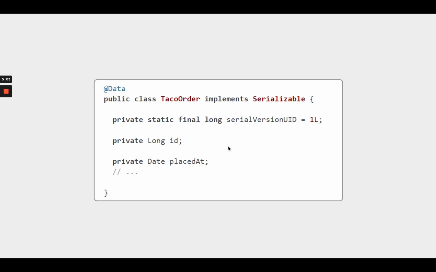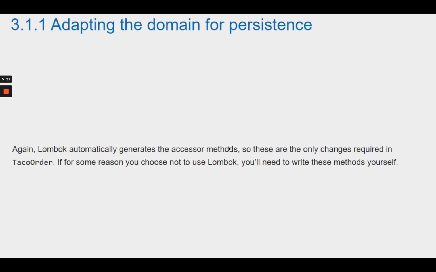Because you use Lombok to automatically generate accessor methods at runtime, there's no need to do anything more than declare the id and createdAt properties. They'll have appropriate getter and setter methods as needed at runtime. Similar changes are required in the TacoOrder class, as shown here. Again, Lombok automatically generates the accessor methods, so these are the only changes required in TacoOrder.